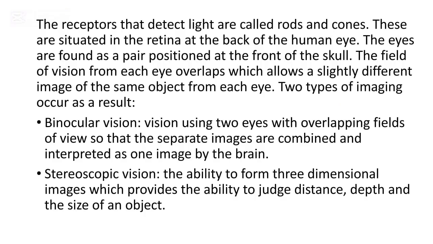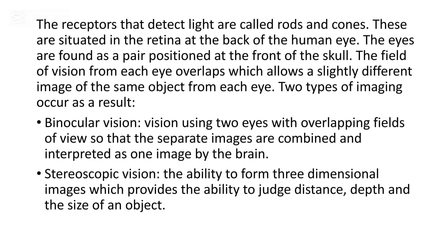The receptors that detect light are called rods and cones. These are situated in the retina at the back of the human eye. The eyes are found as a pair positioned at the front of the skull. The field of vision from each eye overlaps, which allows a slightly different image of the same object from each eye. There are two types of imaging, namely binocular vision and stereoscopic vision.